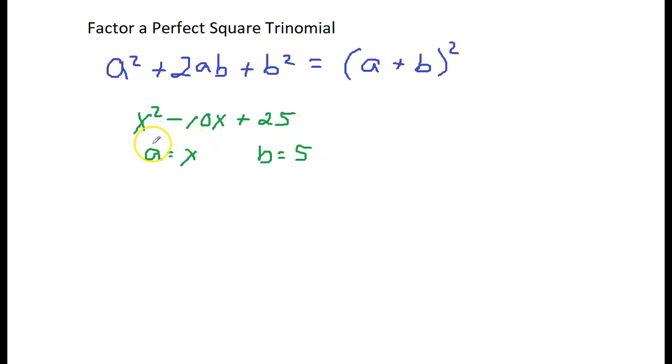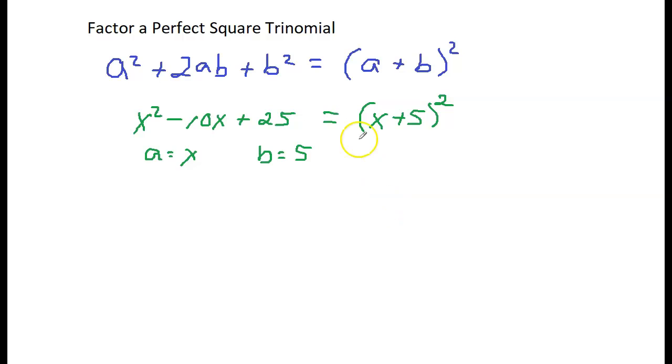So a squared was x squared. Taking the square root of that, we get x. B squared was 25. Taking the square root of that, we get 5. So we could say that this equals x plus 5 quantity squared.